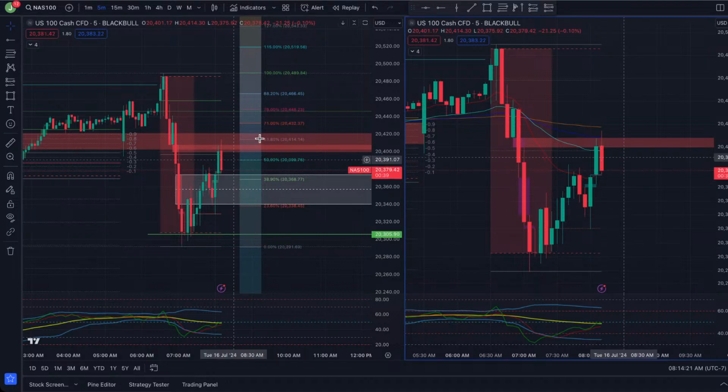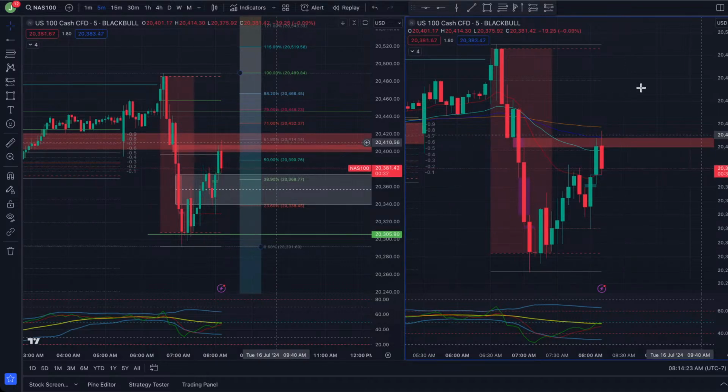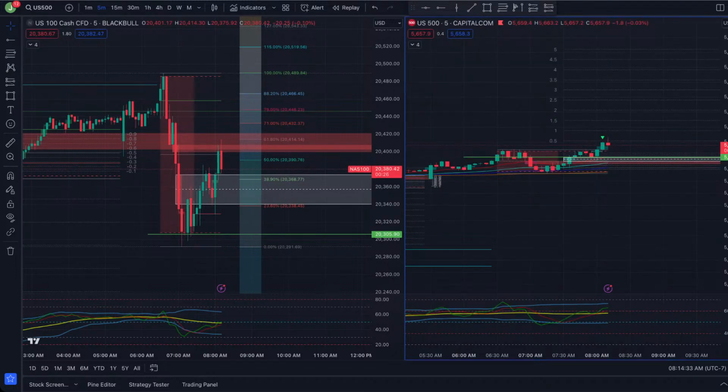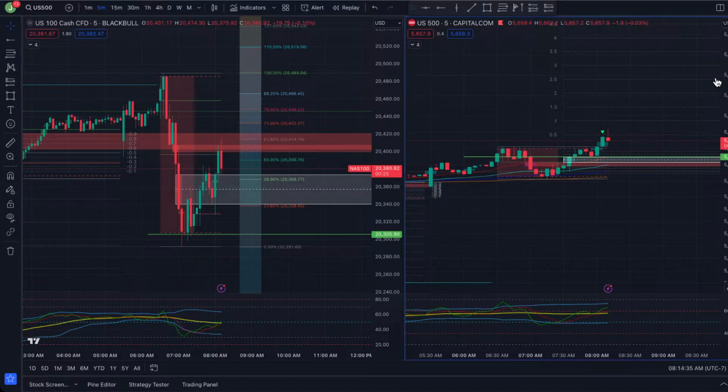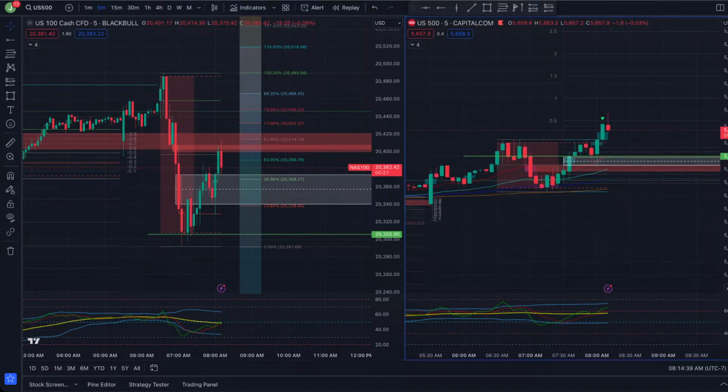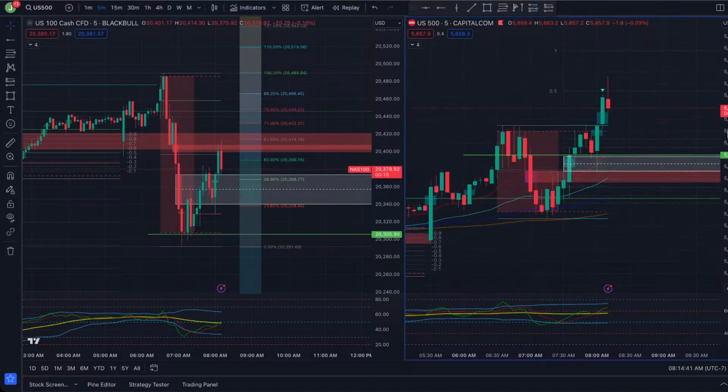Look at that rejection right from that zone. Let's see what US 500 is doing. Now this could just be because of the retracement. I want to see at least a couple more candles reject in either direction to let us know which way we're going.